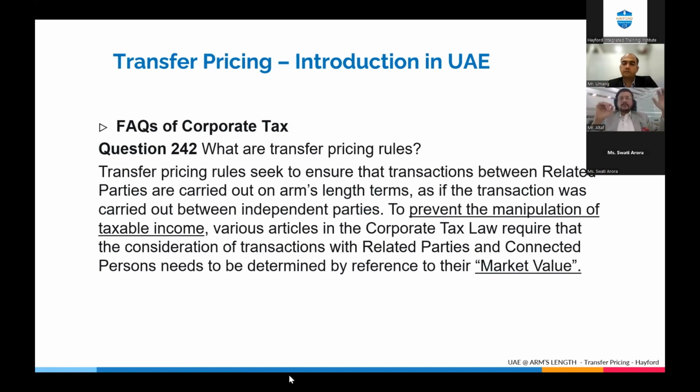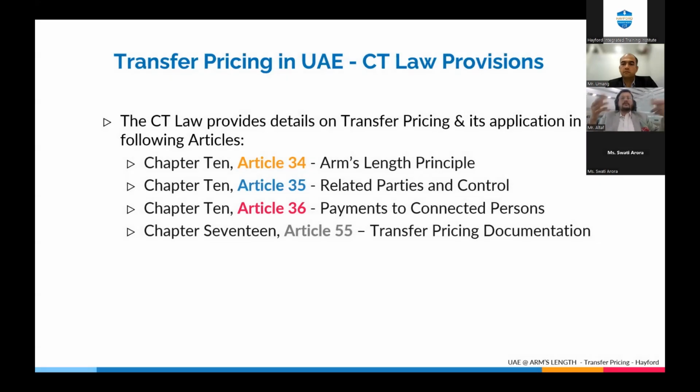So in order to curb that, the law says that any transaction between such parties must be at arm's length, in order to prevent manipulation. Actually, the word used is market value. So in any two related parties, whenever they transact, the pricing must be done on market value. We're going to learn more about what market value is in the coming slides.